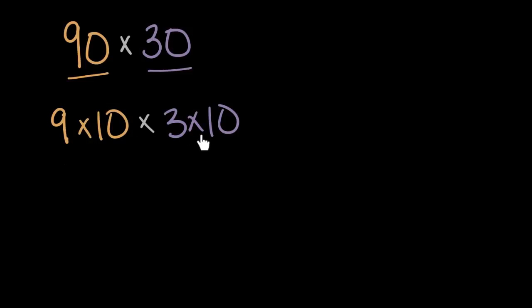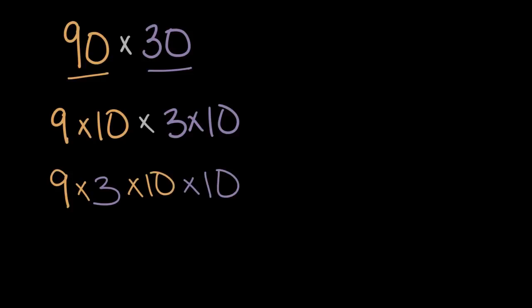And now I'll reorder these numbers to put the one-digit numbers first. So 9 times 3. And then I'll put the tens, times 10 times 10, because we need to have all the same numbers even if we change the order. So we have the 9, 3, the first 10, and the second 10. And now, finally, we multiply. 9 times 3 is 27.